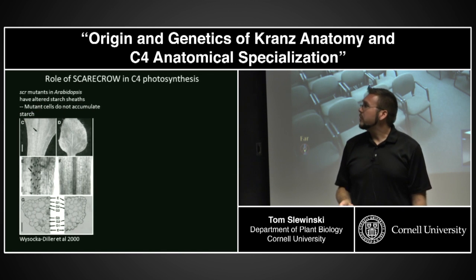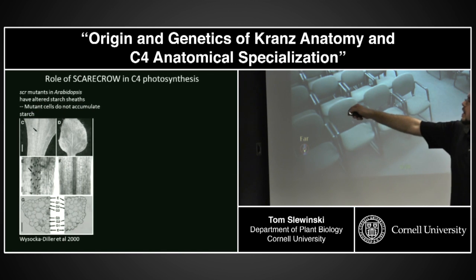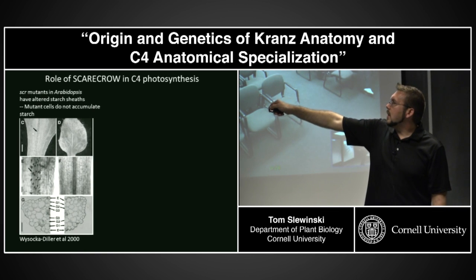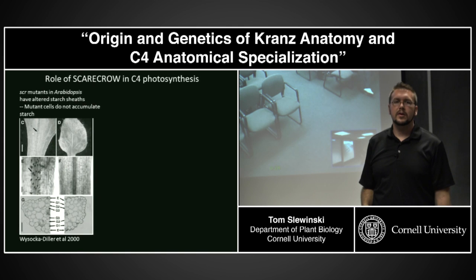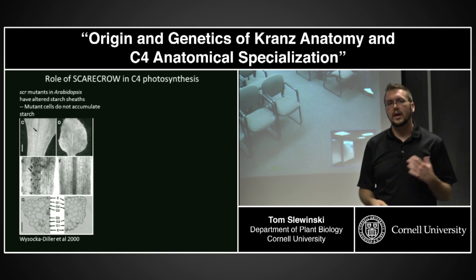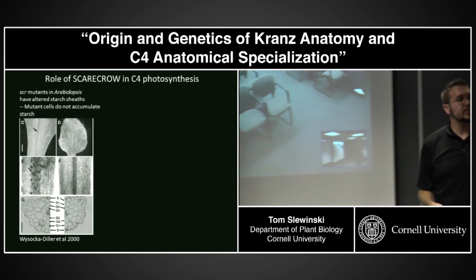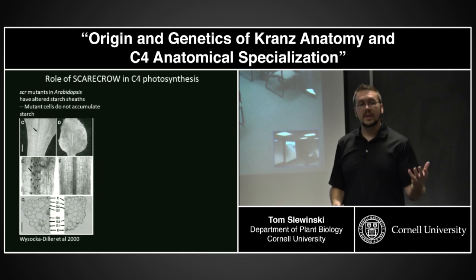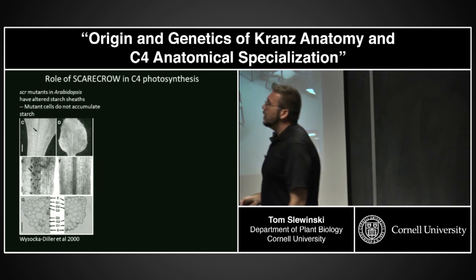So in Arabidopsis, the scarecrow mutant has altered starch sheaths in the petiole, and when you have a mutant cell layer, it does not accumulate starch. So starch is a good indicator of endodermal identity. So throughout the talk, what I'll be using as endodermal identity is starch-stained leaves.